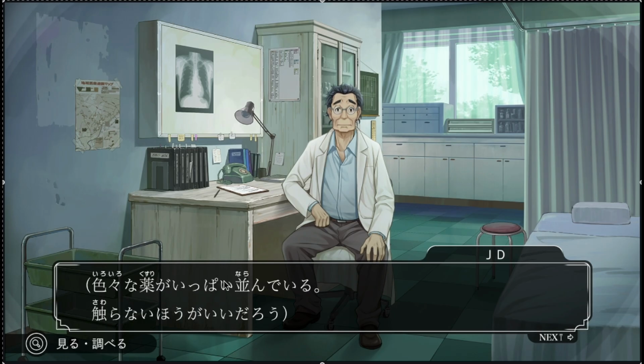Ippai means full of. Narande, we've seen that before, to line up. Is there a way to remember? It kind of looks like you have a bookshelf and the books are on one side of a file thing. Maybe that helps remembering.